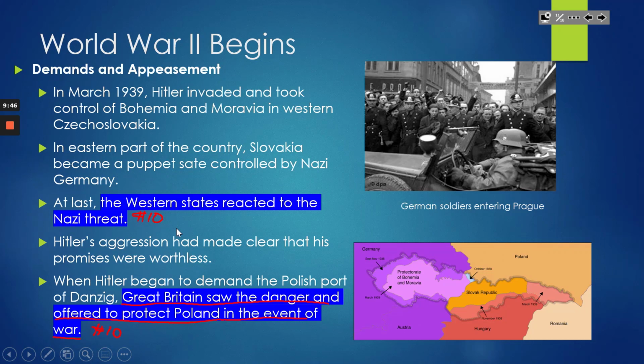Great Britain sees this, and now they're saying, okay, well, this is dangerous. So Great Britain is an ally of Poland. So Great Britain says to Poland, hey, if Germany ever tries something, we've got your back. We are going to defend you and protect you in case of any war, okay?